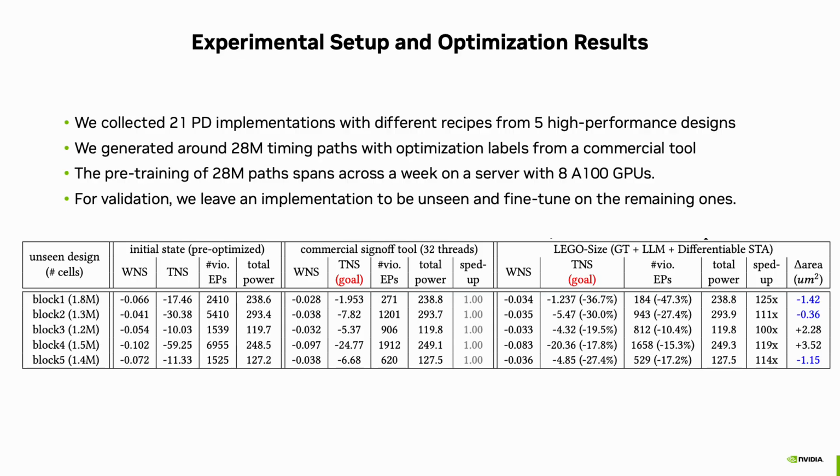In the experiments, we verify our model in a real-world industrial setting. We collected 21 physical design implementations originated from 5 high-performance RTL designs with different PnR recipes. We gathered around 28 million timing paths with optimization labels from a commercial sign-off tool. We first pre-trained the LEGO framework using the self-supervised learning task as aforementioned, where the pre-training takes around 1 week with 800 GPUs. Note that during pre-training, no optimization labels are used. For validation, we test the model on unseen implementations, where we observe that we can achieve better optimization results with much faster runtime.